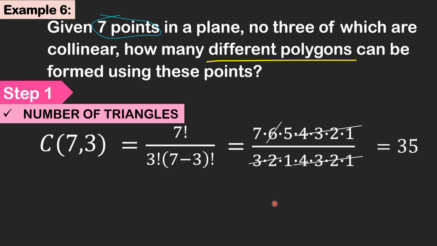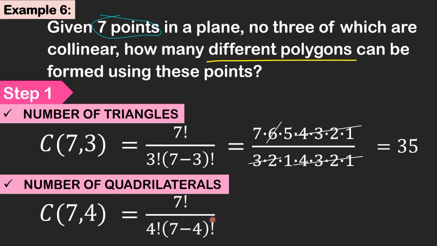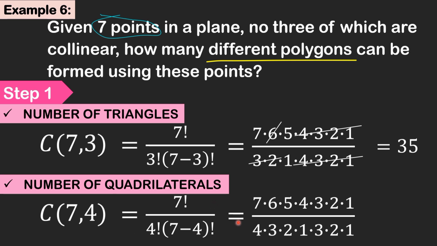Next is the number of quadrilaterals. A quadrilateral is formed by choosing 4 points out of the 7 points. The number of ways to choose 4 points out of 7 is given by the combination of 7 taken 4 at a time. Then substitute the value of n and r, that is 7 and 4 respectively, to the formula. Then expand, simplify by cancellation. Then this is equal to 35.